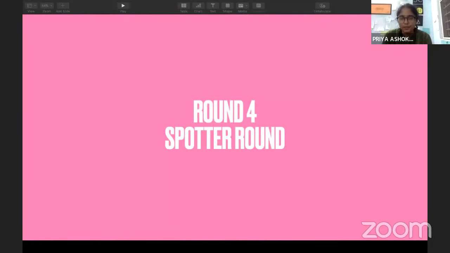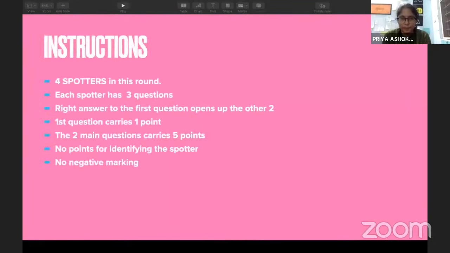Okay. So the fourth round is called the spotter round. Okay. The instructions are, again, each one of you will get one spotter, and under each spotter, there are three questions. You don't have to identify the spotter. What you have to do is, whatever question is under that spotter, you have to answer that first. If you get that right, you move on to the next questions. Now, that spotter-related question gets only 1 point. The two main questions which are there will carry 5 points each. There's no negative marking here also. Okay. So, I will move on to the question.